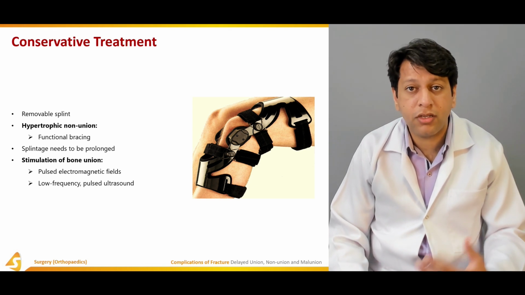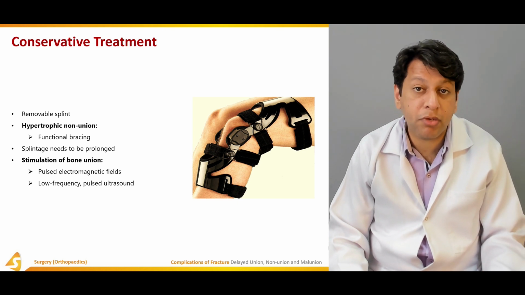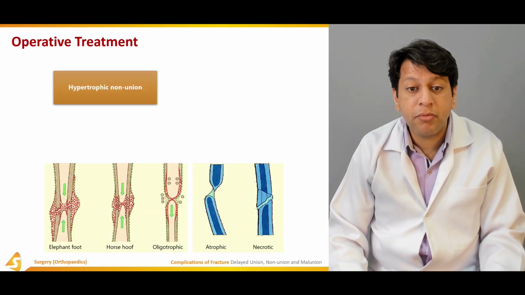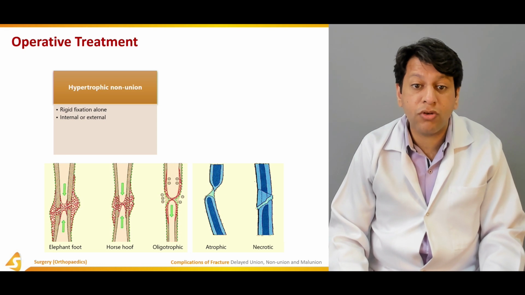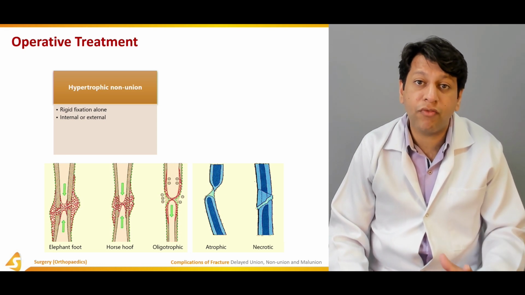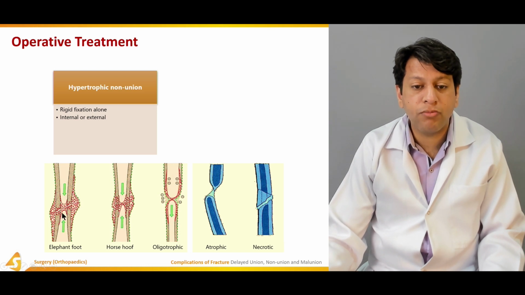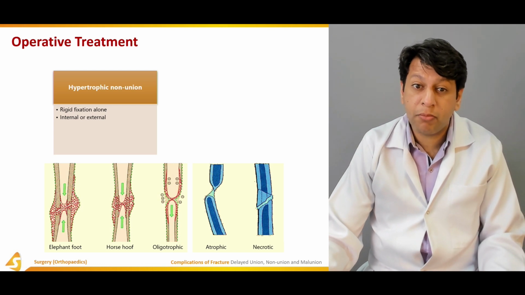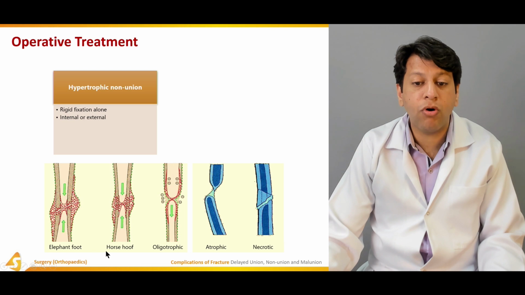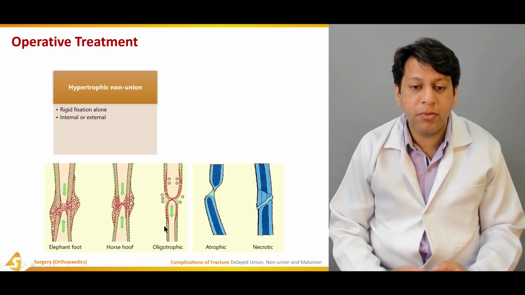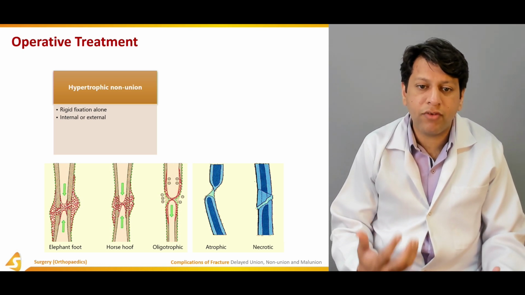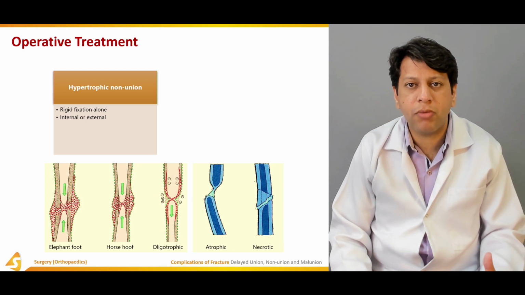Although they are still in process, certain scientists have published papers on them, and they have shown some amount of benefit as well. But the operative treatment for hypertrophic non-union is rigid fixation alone, in terms of internal and external fixation along with bone grafting, because there's adequate blood supply there. There are 3 different types of hypertrophic non-unions, which include elephant foot type, horse hoof type, or oligotrophic type. But remember, the bone union is not there, but the blood supply is there. So if you fix it internally with bone grafting, taking care of the biomechanical and biological factors, we can achieve union.